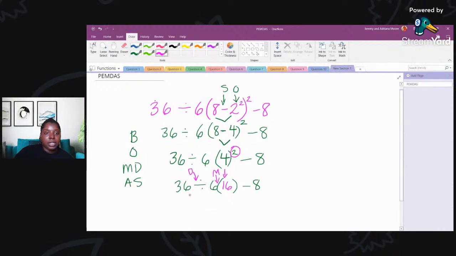So 36 divided by 6 is 6. Bring everything down. And 6 times 16 is 96. Don't ask me why I have that memorized, but I do. And 96 minus 8, you're going to get 88.